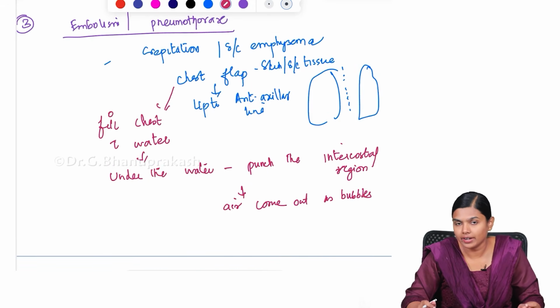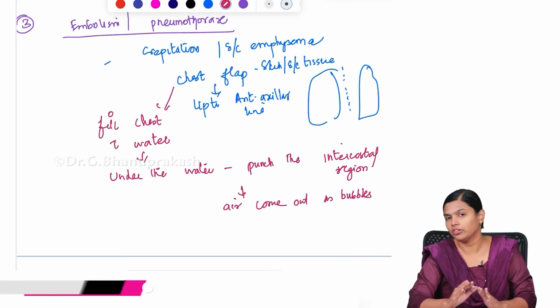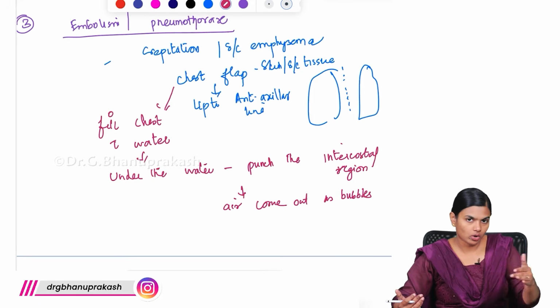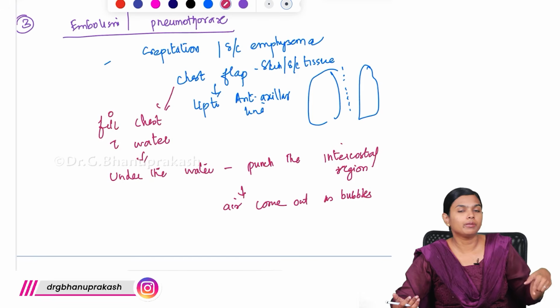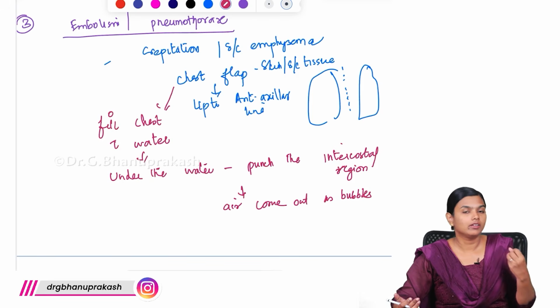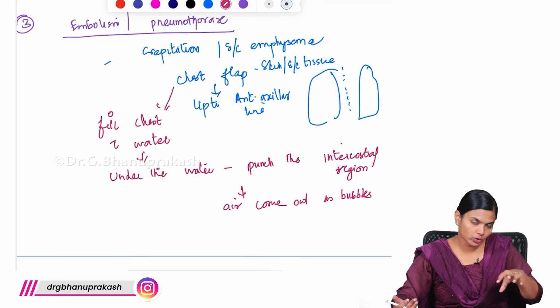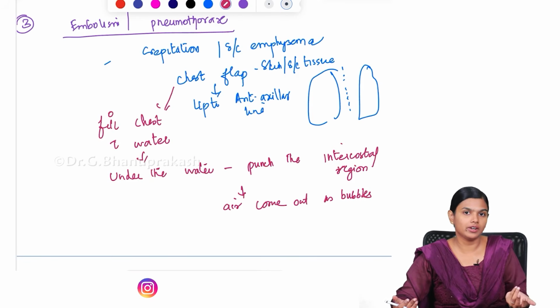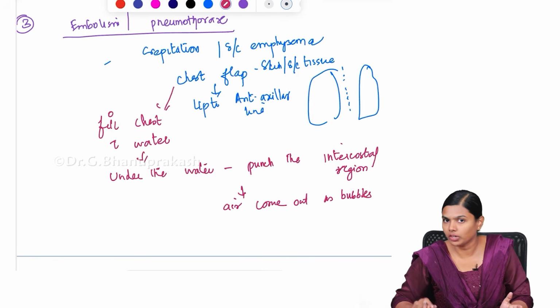Pneumoperitoneum also you can identify like that. So, what you will do? You will raise the flap and you will fill it with water. Then under the water, you will make an incision. So, water will be there and when air comes out, you could see the bubbles. So, this is how you identify whether it is a case of pneumothorax or not.